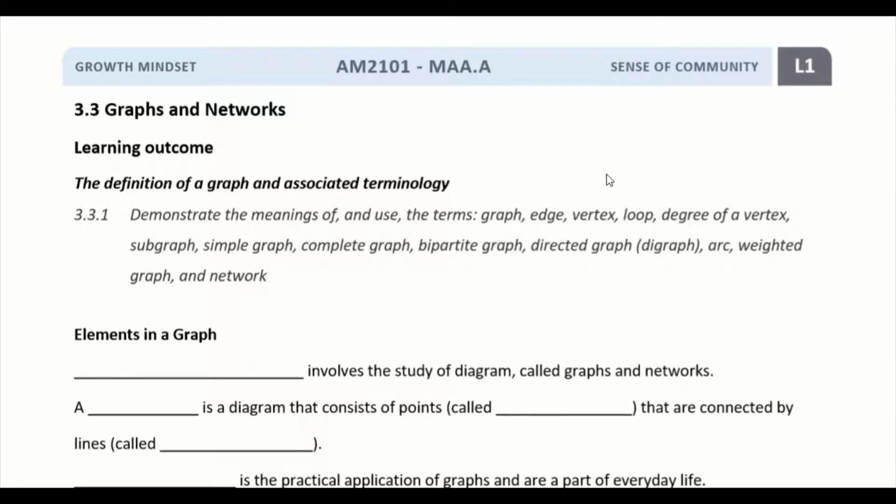Hi everyone, welcome to the first lesson for topic 3.3 graph and networks. Personally, I think that this is one of the most interesting topics in our syllabus. I hope that you are enjoying learning it as well.